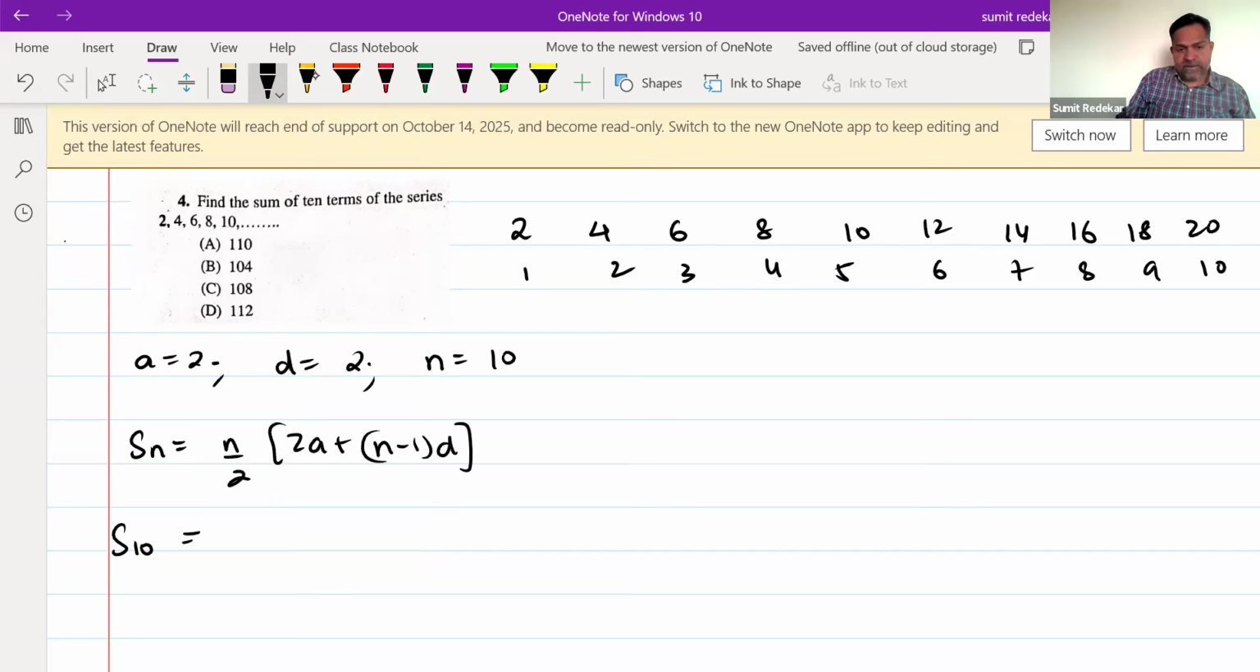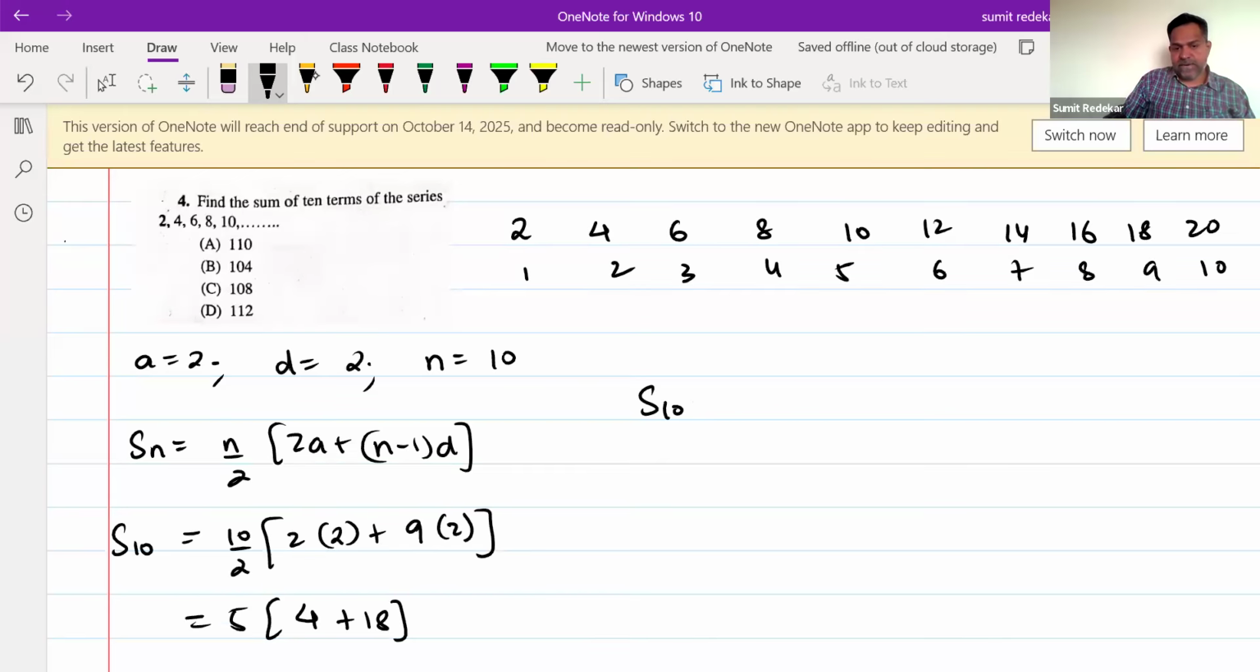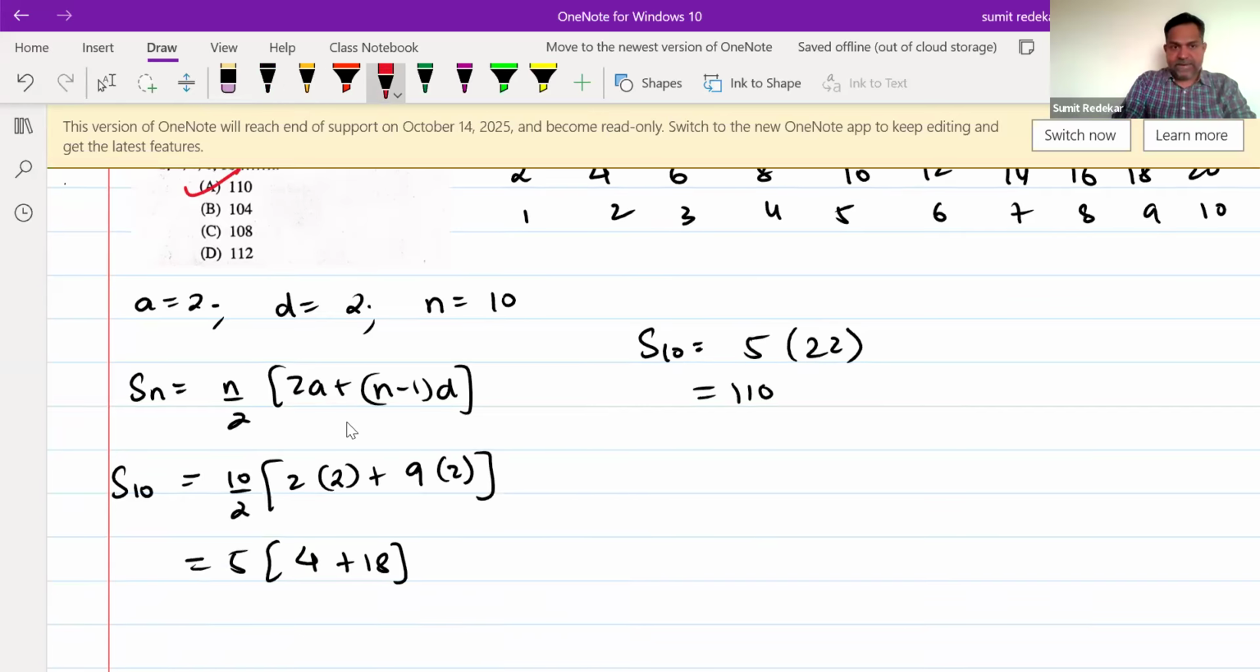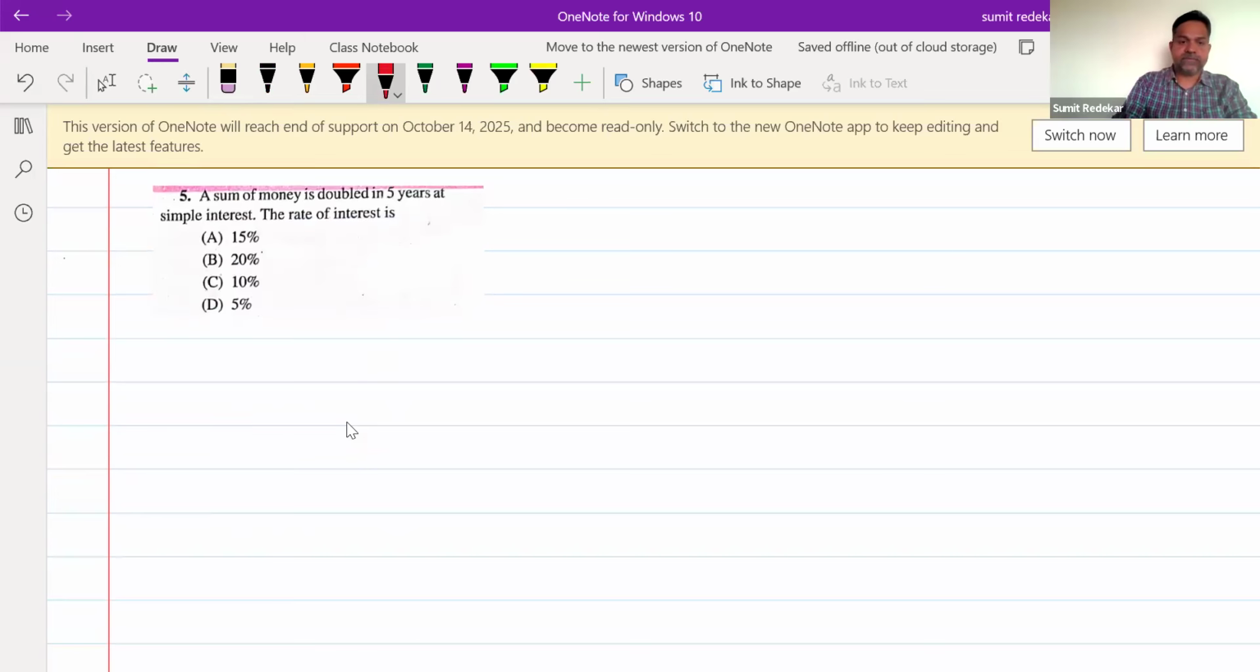So the sum of 10 terms is 10 by 2, 2 into 2 plus 10 minus 1, which is 9, into d, which is also 2. That's 5 into 4 plus 18. Sum of the 10 terms is 5 into 22, and 22 into 5 we know is 110. So the answer to that is going to be A, 110.